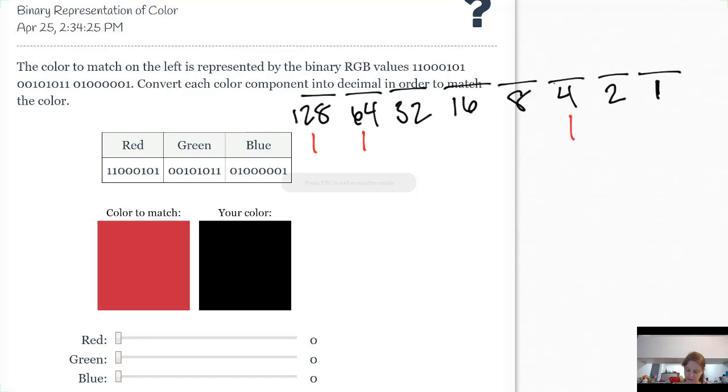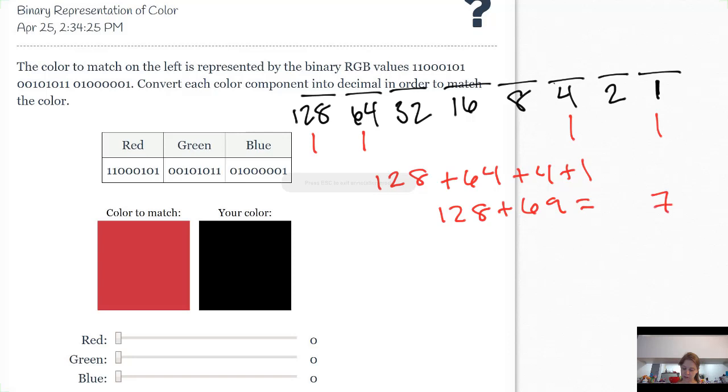So I'll be adding up 128 plus 64 plus 4 plus 1, which is 69. 128 plus 69 equals, so it's going to be a 7, carry the 1, 9, 197. So I'll be turning on the red value to 197.